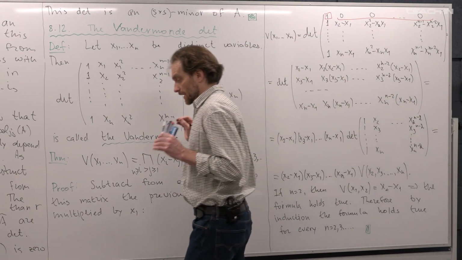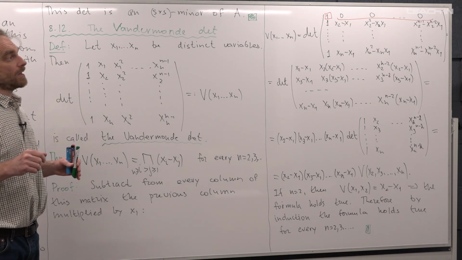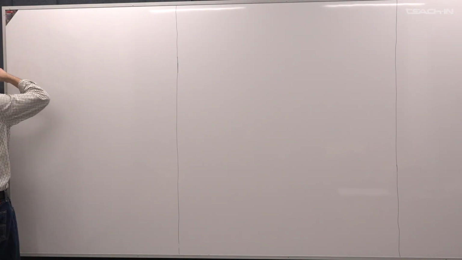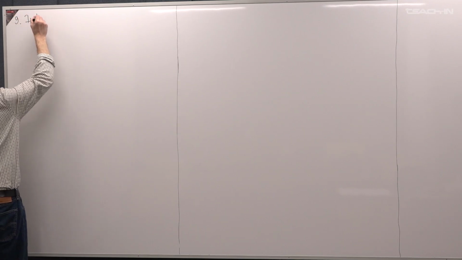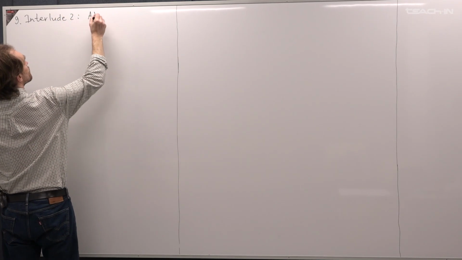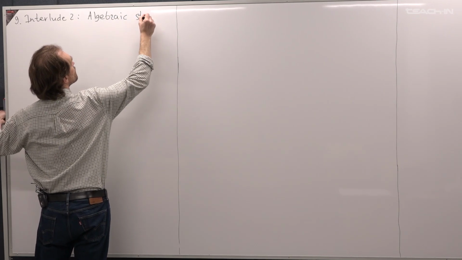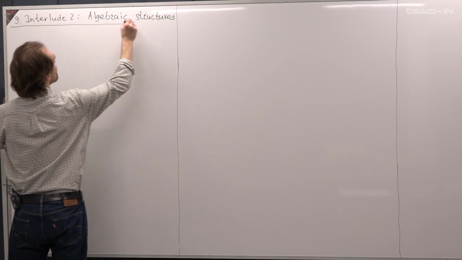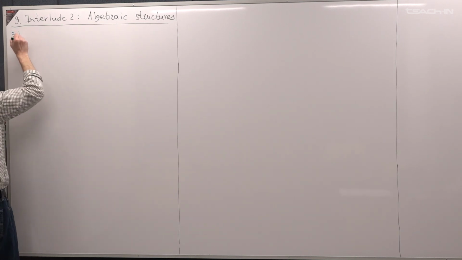So we'll discuss some algebraic structures that will be important for this course. So the next section, section number 9, Interlude 2, algebraic structures. And 9.1, groups.